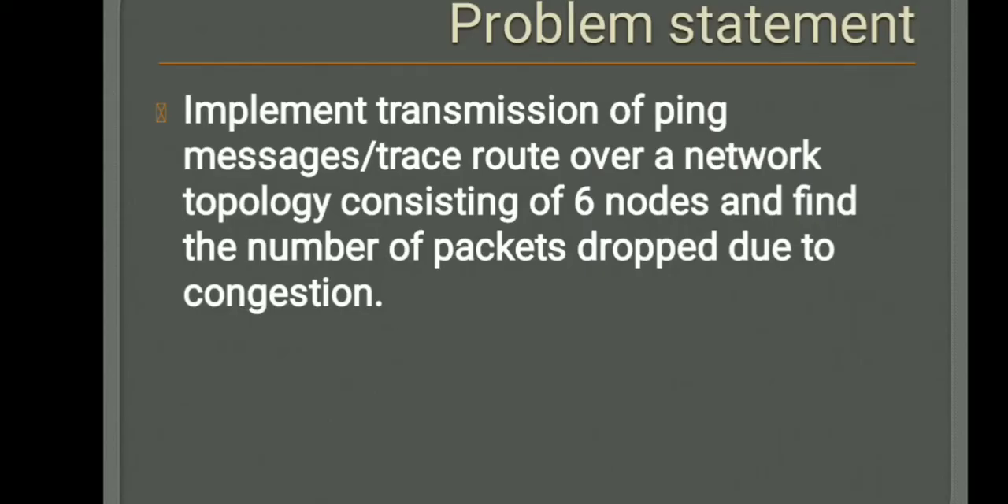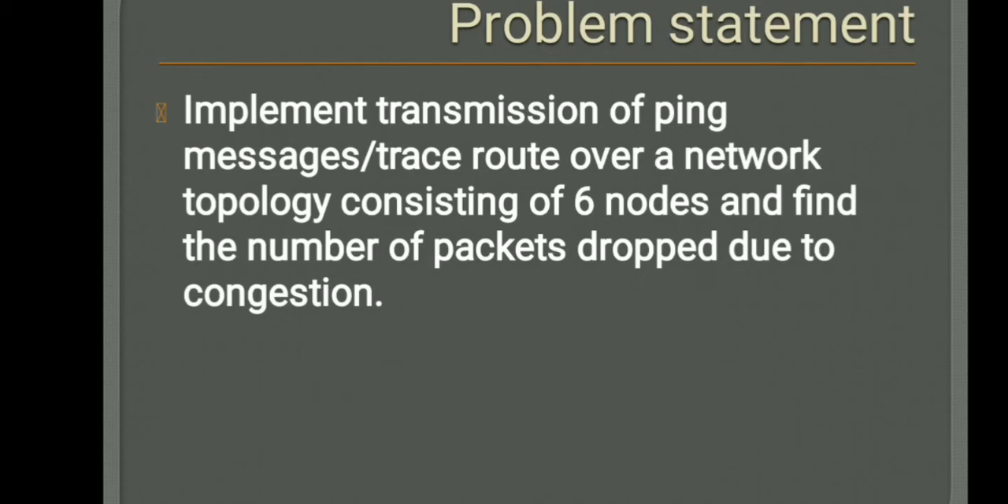So the problem statement of the second experiment tells us to implement transmission of ping message or trace route over a network topology consisting of 6 nodes and find the number of packets dropped due to congestion. So, as the problem statement tells, we will construct a network consisting of 6 nodes and send a ping message. We will identify the number of packets dropped.